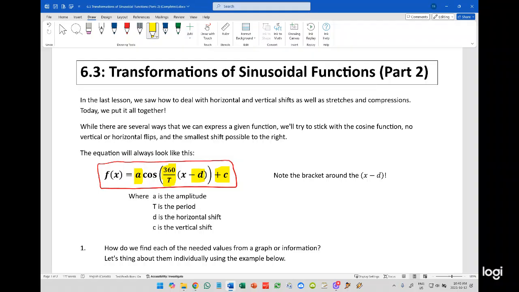Okay, I'm going to make one note that we haven't dealt with yet, although I've hinted at it a few times, and that's the importance of this x minus d being in brackets. It's because we want the d, the shift side to side, to also be affected by that k value, or the 360 over T. If you don't put the bracket around there, it won't be affected by it. So that bracket is very important to remember.